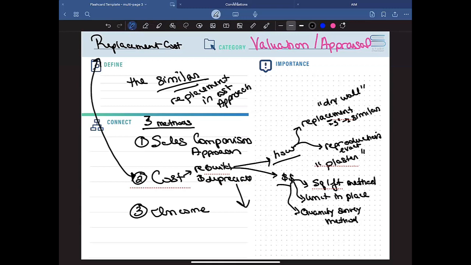And then there's 2 ways to depreciate. You could do the age life method, or this is where you have, remember, the physical deterioration, and you've got the functional, and then this is obsolescence, and then you've got economic obsolescence.